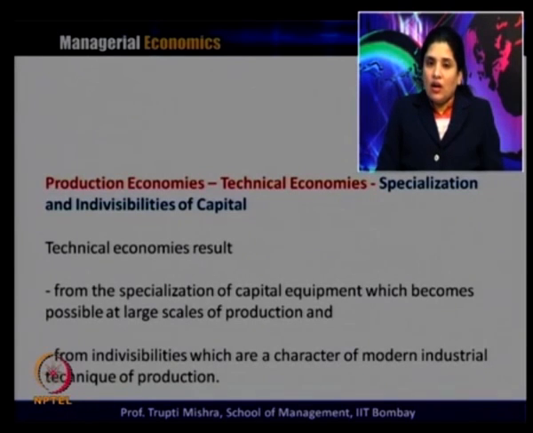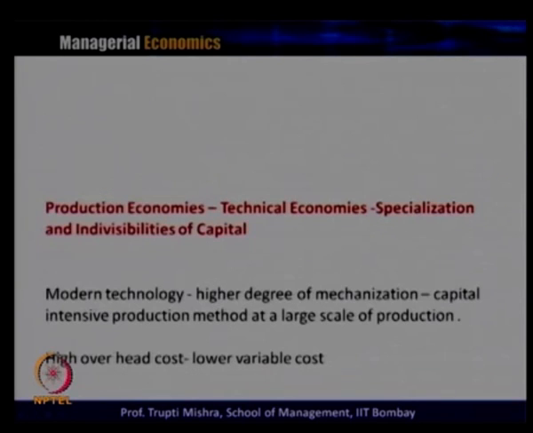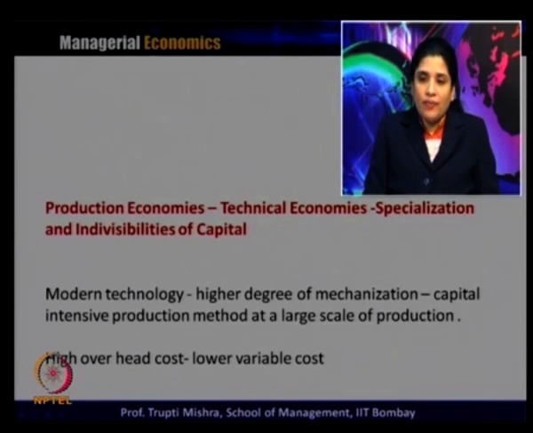Technical economy also comes from the indivisibility which is a characteristic of the modern industrial technique of production. Because the machines are so large that you can't divide them in a small way for a smaller level of output. Typically, the assembly line fits a certain size; you cannot make a sub-part of it. Modern technology, as I said, has a higher degree of mechanization. Mainly it is a capital intensive production method because it is a large scale of production.